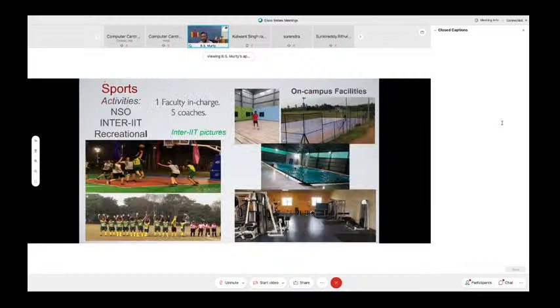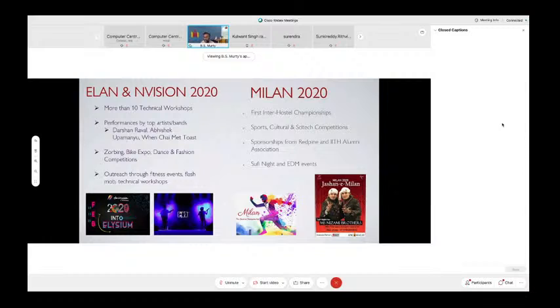Of course, sports, we have beautiful sports facilities, and in the second phase, much more facilities are coming up in a big way. You will see that in maybe about 1.5 years' time. The swimming pool and whatnot, everything that you need for your recreation is available on the campus. A lot of activities go on a regular basis. Elan and Envision are our annual cultural and scientific-technological get-togethers, where people from all over the country come and participate. Milan is something we have uniquely started recently, an inter-hostel festival, both cultural and sports, that happens between various hostels.